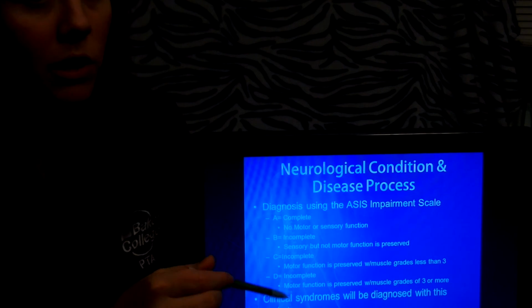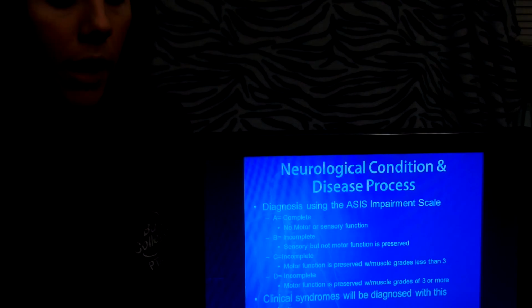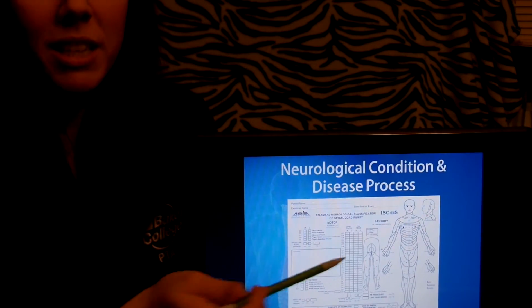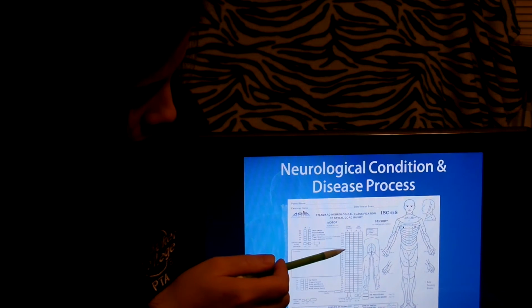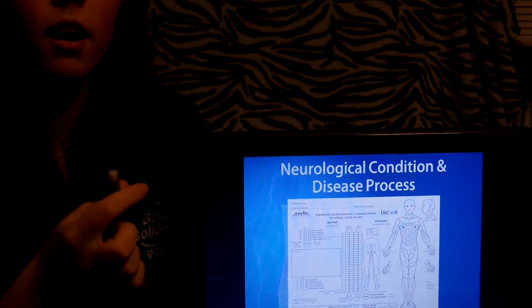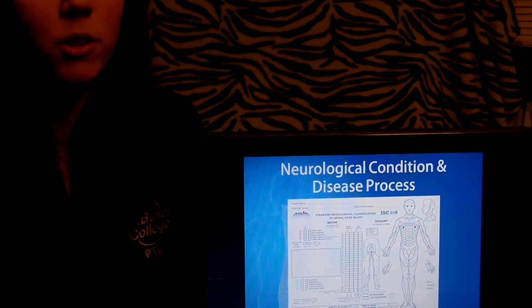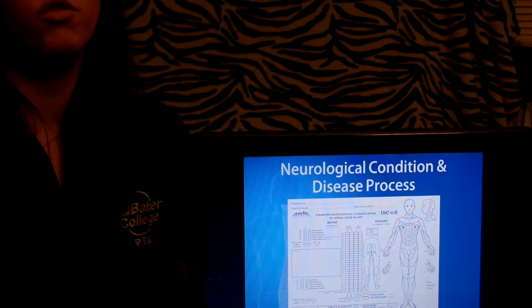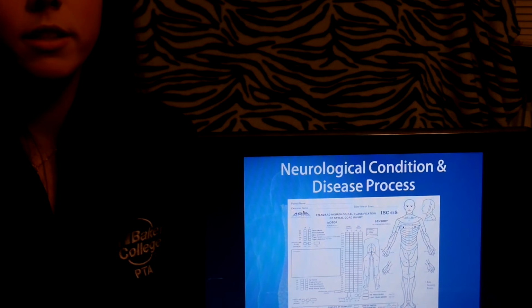Clinical syndromes will also be diagnosed when using the scale, and I think I have it on my next slide. Yep. I know this is really familiar, but this is actually what they use, and they will mark on here exactly what degree of innervation they have, manual muscle testing or sensory testing, and then there's a second page to this where it will go over other cord syndromes.